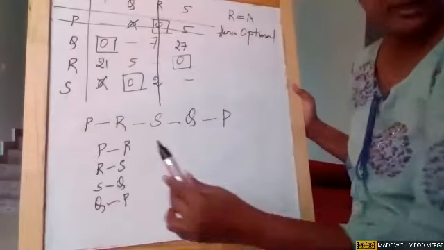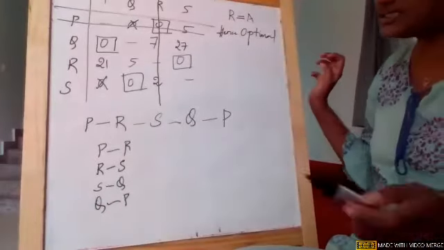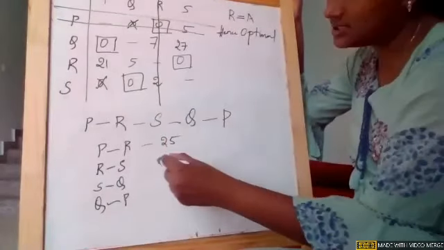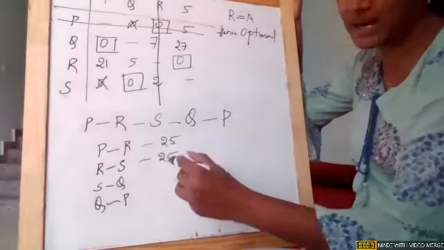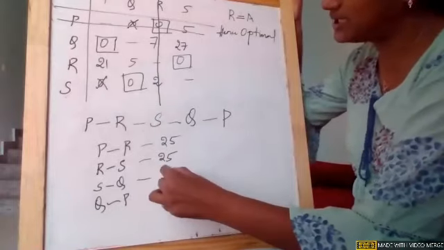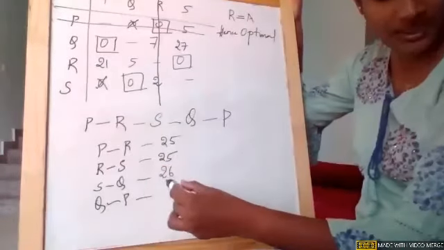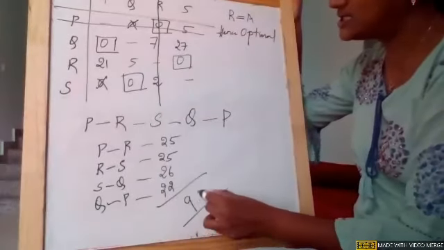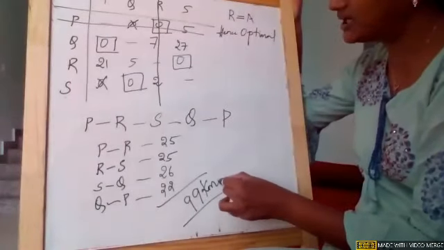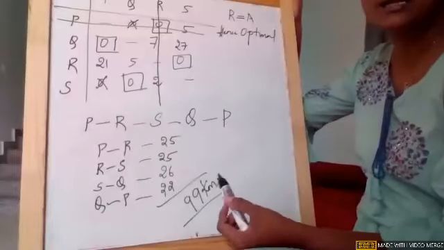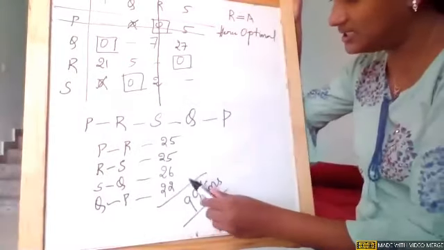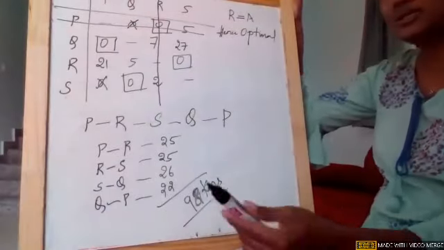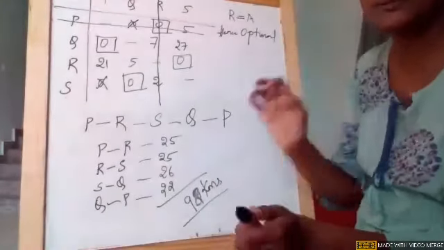So when we write this, the distance P to R, it is 25. R to S, it is 25. I'm going back to the cost matrix, girls. S to Q, it is 26. And Q to P, it is 22. So total, the shortest distance he's traveling when he's covering this particular path is 98 kilometers. So this is how you show the optimal solution.